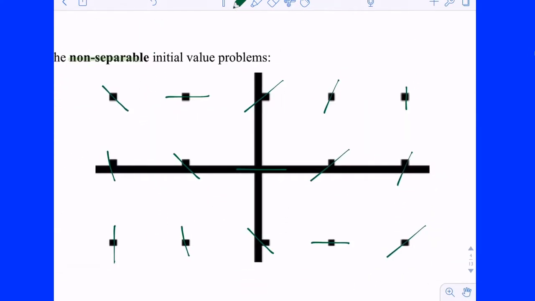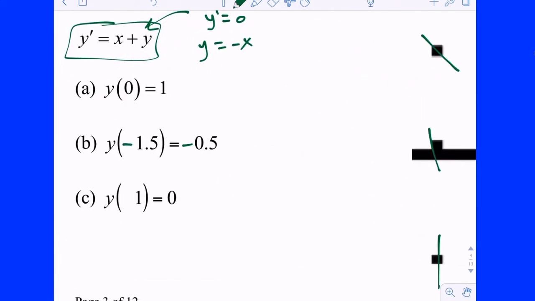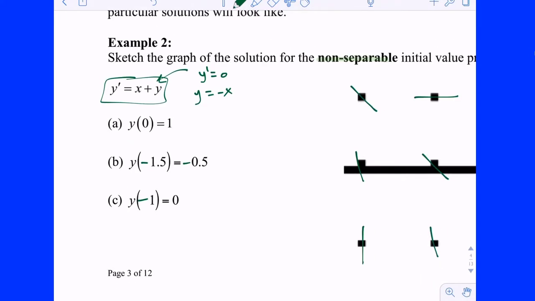You would get 1 point for maybe your 0 slopes or your negative 1 slopes, and then you'd get 1 point for all the others in relation to each other, relative steepness. Now, you're typically going to be drawing one particular solution. So let's draw 3 of them so we can get the practice.